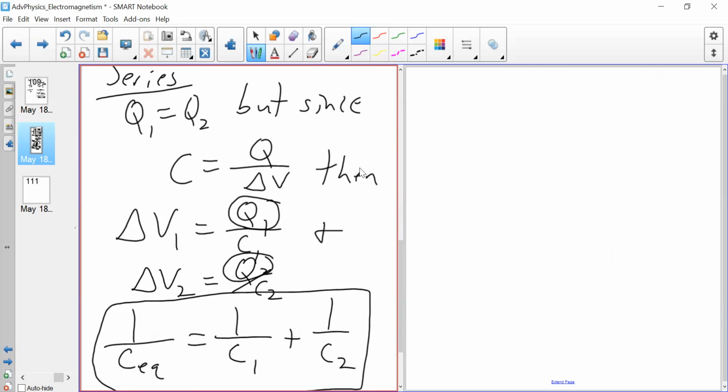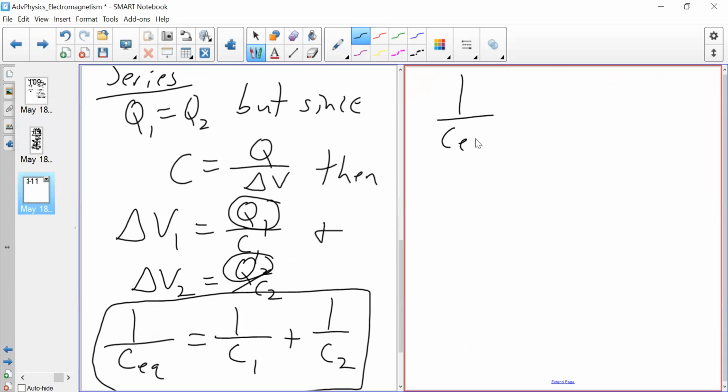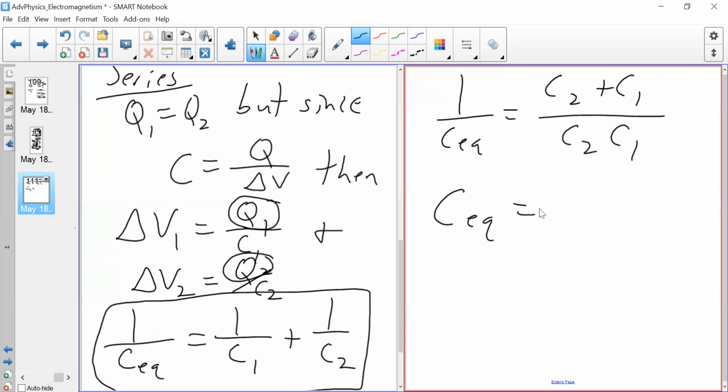Now, if we were going to solve it out for just the equivalent capacitance instead of 1 over the equivalent capacitance, we could use the common denominator. 1 over C_EQ equals (C2 plus C1) over (C1 C2). Again, it's just common denominator stuff. And then C_EQ would be C2 C1 over C2 plus C1.